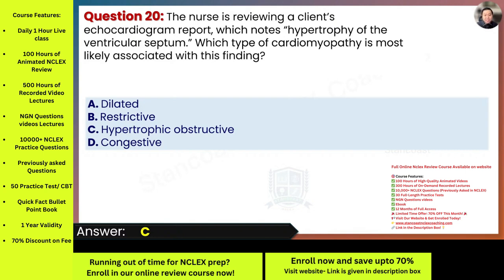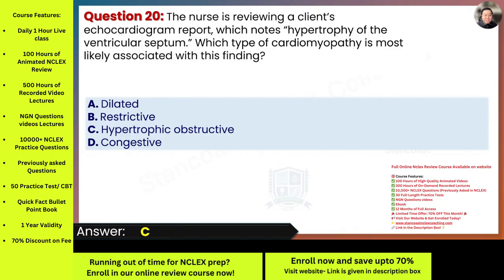Letter B, restrictive, is also incorrect because restrictive cardiomyopathy basically reflects that the heart muscle becomes stiff, particularly the ventricles, which restricts the heart's ability to fill properly during the diastole. However, septal hypertrophy is not a typical feature of this condition. Instead, the problem lies more in the diastolic dysfunction due to the stiffness of the muscle, not the thickening of the septum.